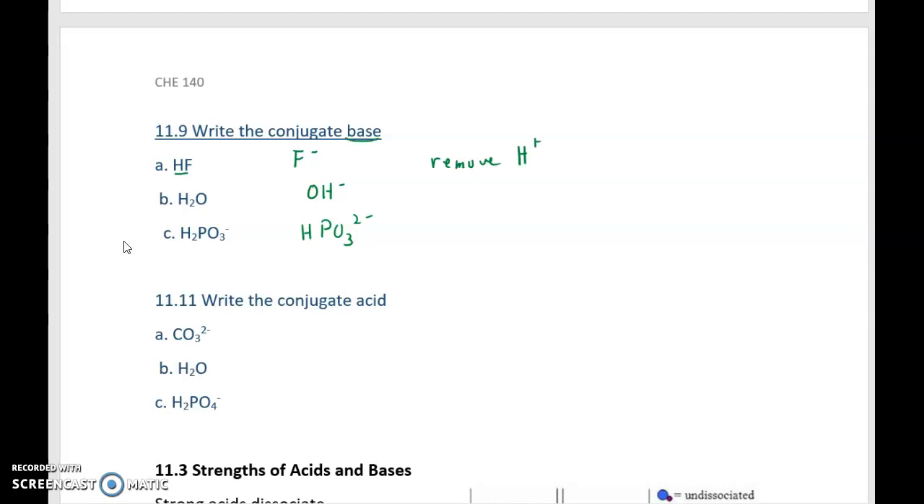Now if we want to write the conjugate acid, we're going to add a hydrogen. So we'll add a hydrogen to our carbonate here and we're going to take away one of our negative charges because we're adding a positive charge with the hydrogen. Hydronium ion, and again we have to add the positive charge because we're adding a positive ion. And we'll do the same thing here to our phosphate. And we've lost all our negative charges. No longer an ion. All right, so next we'll look at the strengths of acids and bases.